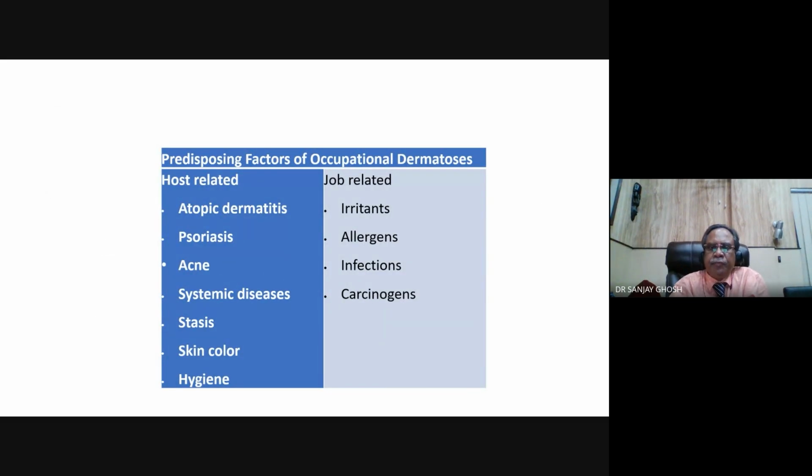So predisposing factors of occupational dermatitis are judged during recruitment. Atopic dermatitis is very common. Psoriasis also, as I told, is from impaired barrier function. Acne, systemic disease, stasis, skin color, hygiene. So these are host-related factors. Job-related factors: whether exposure to irritants, allergen, infection, and carcinogen.